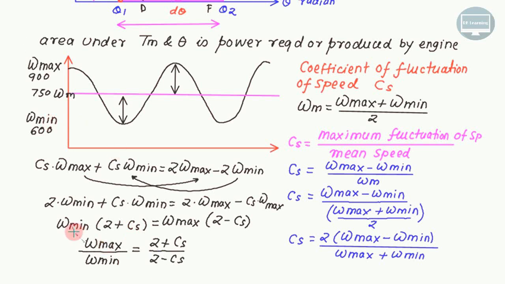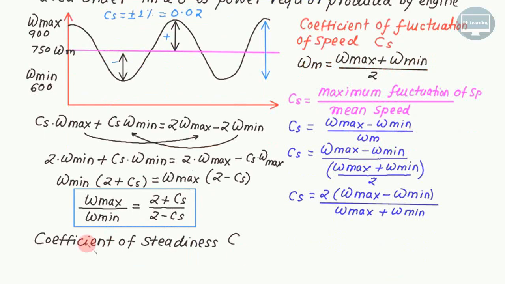So GATE is interested in this form of equation. Normally CS is provided in terms of a plus and minus value. So if CS is given as plus minus 1%, it means that your total band from here to here is 2%. So you have to take this value numerically as 0.02. You have to take max and minimum, which is 2%, that is 0.02. The reciprocal of the coefficient of fluctuation of speed is called the coefficient of steadiness. In that case, this relation will be just reversed.